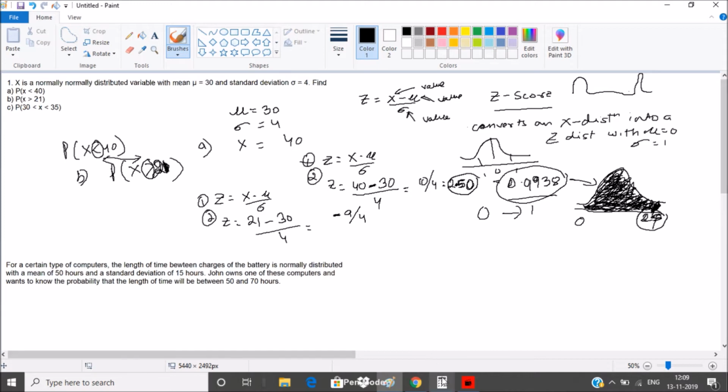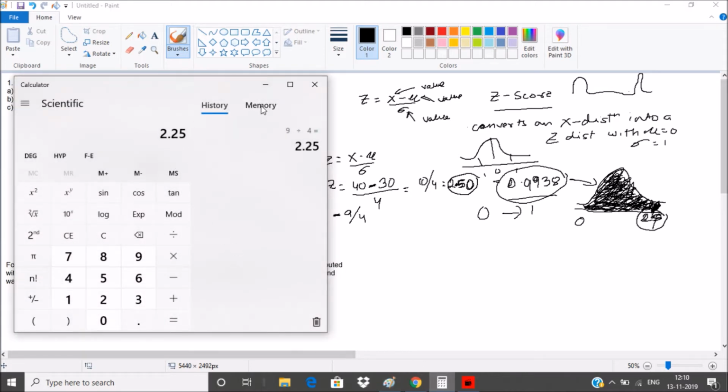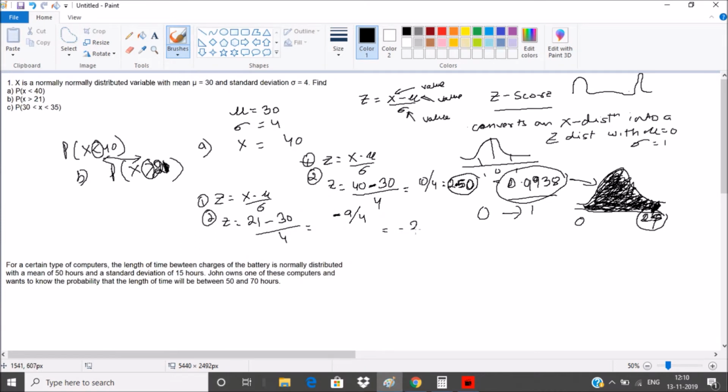And if we go to the calculator, we'll find that that value comes as minus 2.25. And now we can use this z-score to go to the z table and find out the probability for such a score.